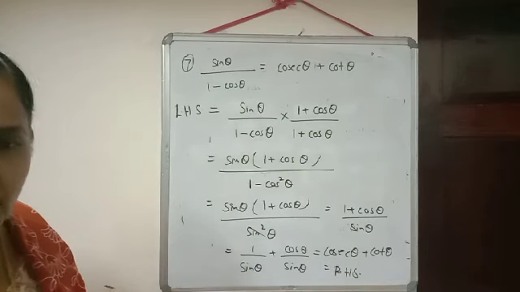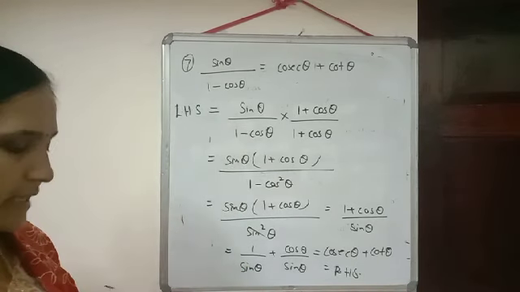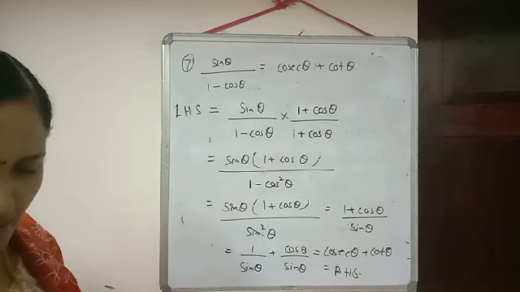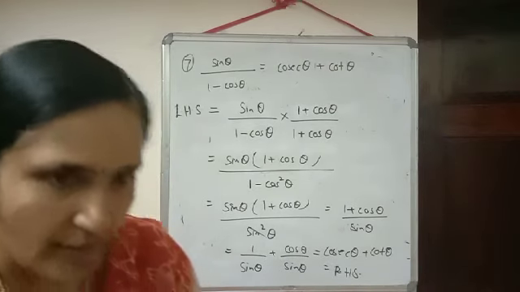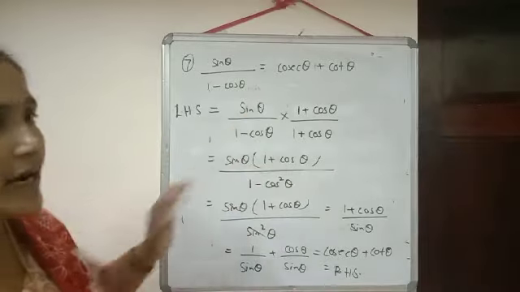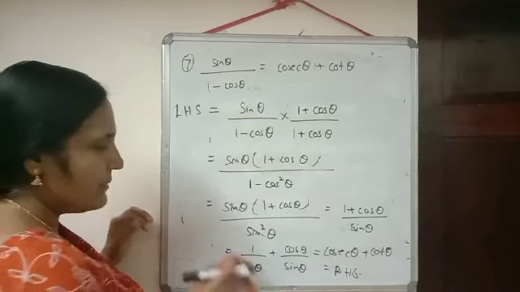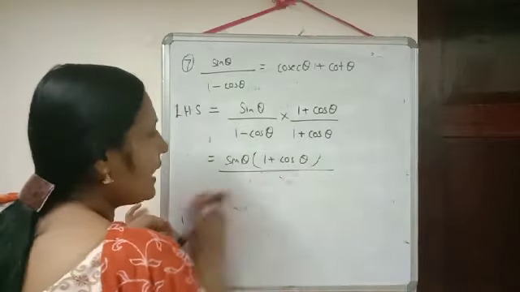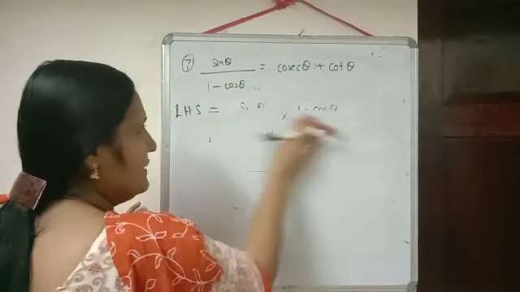So in this question I took the left hand side, rationalized the denominator and did the question. The same question you can do by simplifying the right hand side. So that method also I am explaining to you. If I am simplifying the right hand side, how will the proof come? Now we will check.